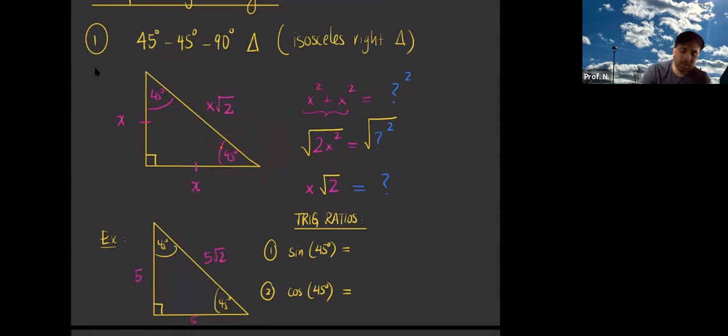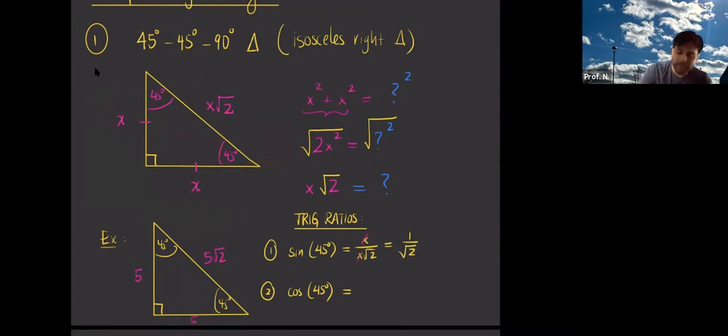What's opposite 45 degrees? Isn't it x? And what is the hypotenuse of this right triangle? Isn't this x rad 2? What happens with the x's? Don't they cancel? So what do I get? I get 1 over rad 2. Sine of 45 degrees is equal to 1 over rad 2, period.